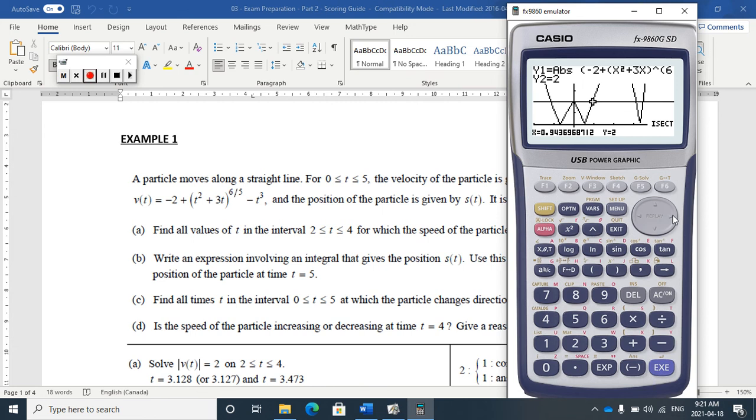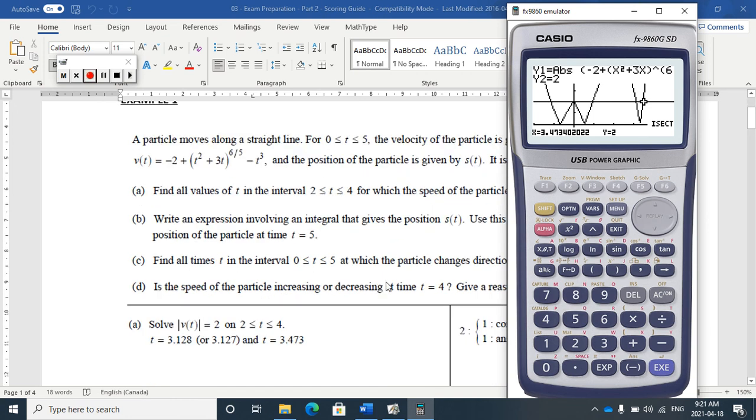There's 0.94. Maybe it looks like it might be close, but it's not between 2 and 4. I just keep right arrowing over, and then I get the 3.127 value that you see in the solution over there, and I right arrow over, and I get this 3.47 value. Okay.